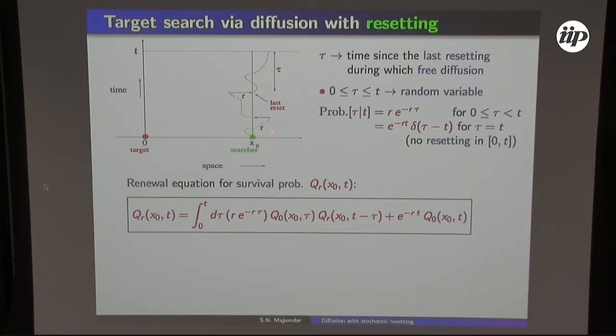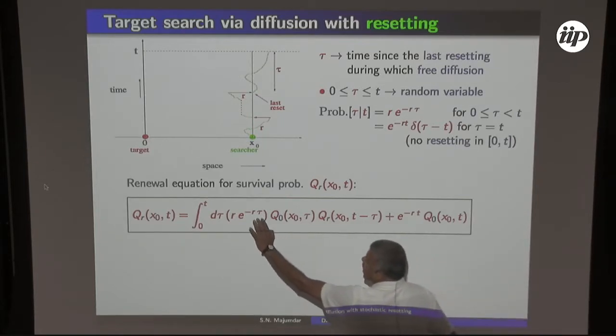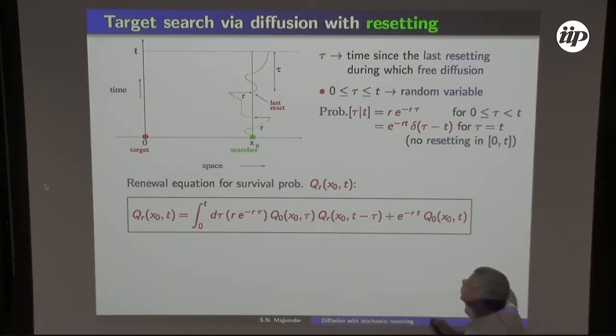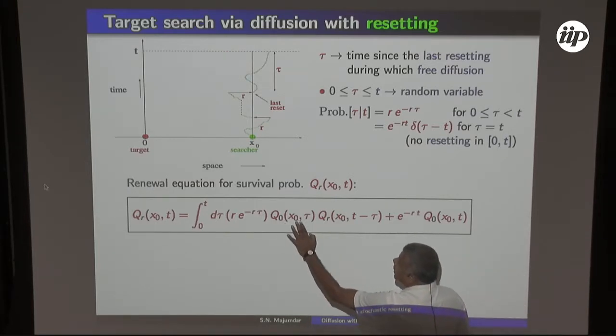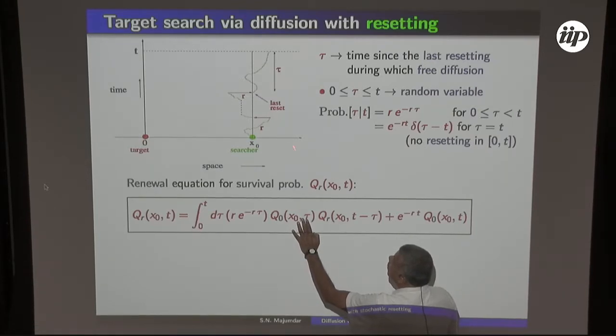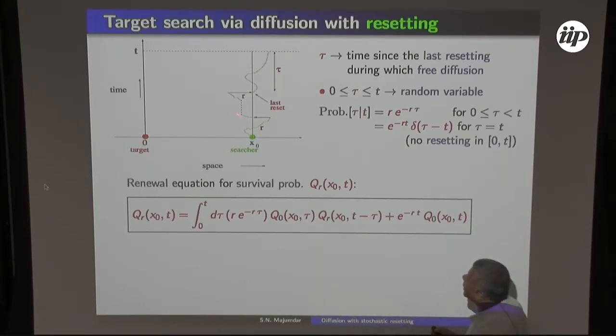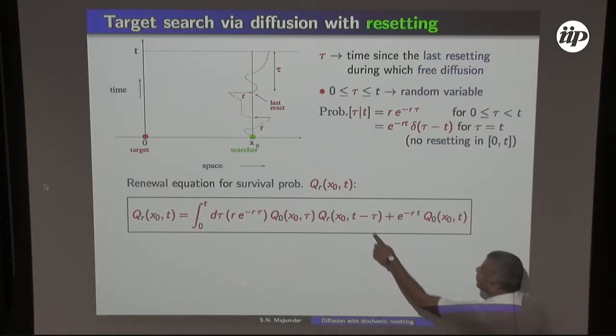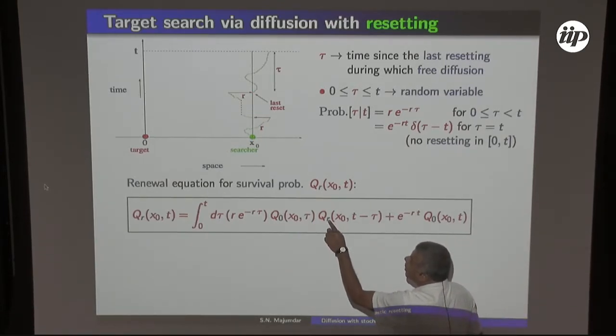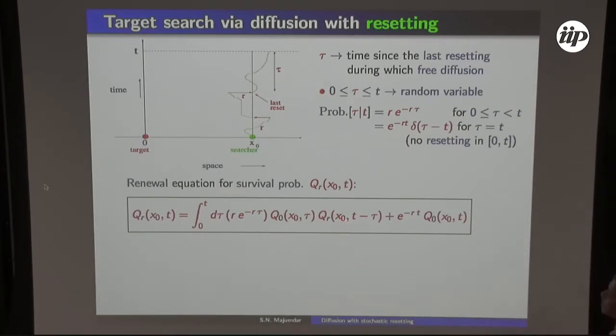So the first thing is that, given this tau, which happens with this probability, you see that from here to here you have a free evolution. So that means this will be just q0(x0, tau). This is the probability that it survives starting at x0 up to time tau, without any resetting. And then you have to ensure that up till that time, t minus tau, it actually did survive in the presence of the resetting rate r. And there's a probability that there's no resetting, in which case you have just an additional term. So this is like a Schwinger-Dyson equation, because you have to solve it self-consistently.